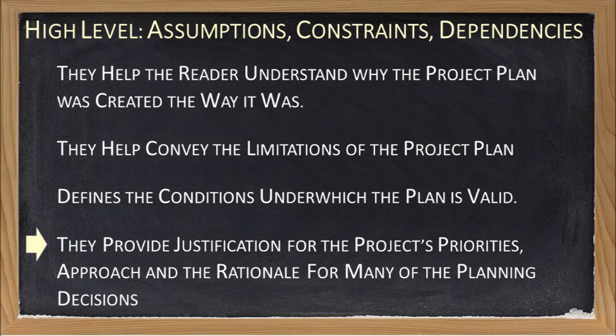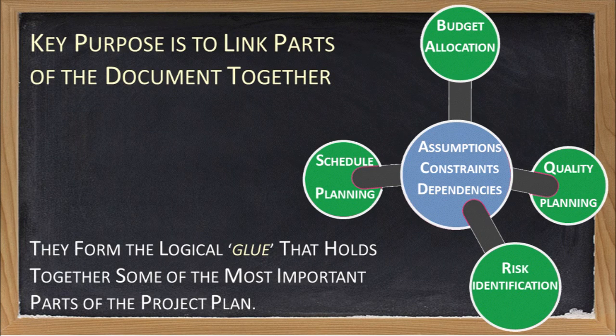Effective assumptions, constraints, and dependencies provide the reader with justification for the plan's priorities, approach, and rationale behind the decisions that were made. The aim of this video is to show how assumptions, constraints, and dependencies link together different sections of the plan within a logical framework. Truly, they become the logical glue that holds parts of the plans together.